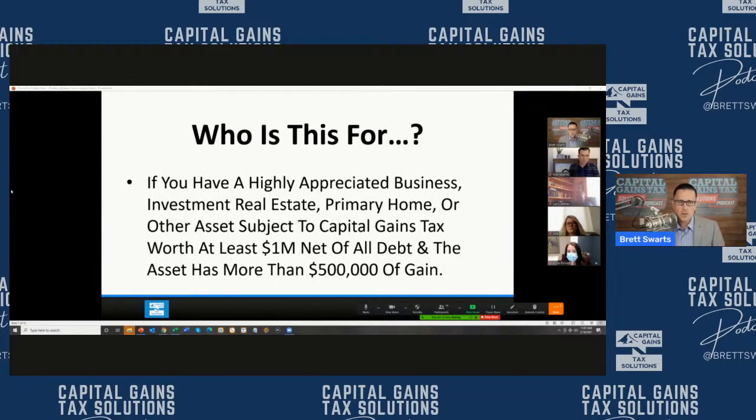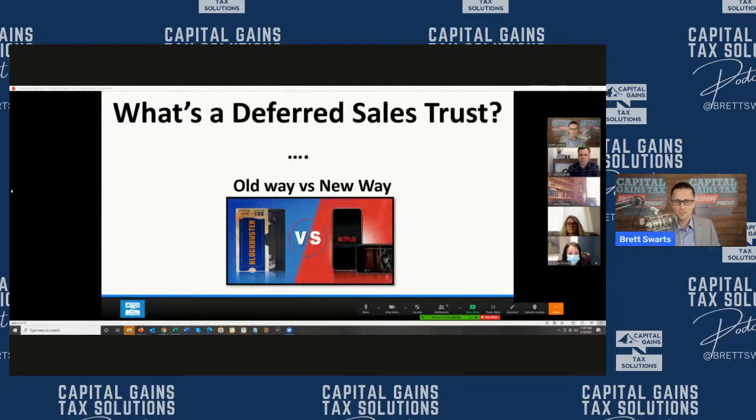Well, this is for anyone who has a highly appreciated business, investment real estate, primary home, or other assets subject to capital gains tax. Here's the key. We need to have at least $1 million net of all debt, and at least, I say 500,000, we're really doubling that to about $1 million of gain. So about $1 million and $1 million. If it's net proceeds of at least $1 million and about $1 million of gain, it's actually a pretty solid fit.